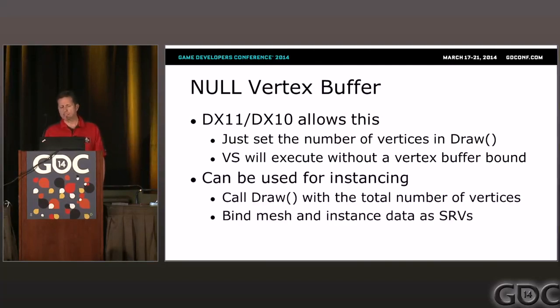Now, one of the ways you can use that is to do a kind of instancing. There are a number of things you can call this. I've referred to it as vertex shader instancing. You can call it shader instancing. I've heard it called smart instancing or soft instancing. But I'll be referring to it as vertex shader instancing in this talk. So basically what you do is you call draw with a total number of vertices, and then you can bind a mesh as an SRV and also your instance data as an SRV, and then just look them up directly from the vertex shader using the vertex ID.